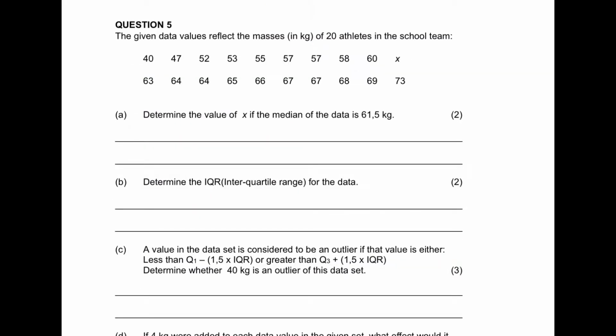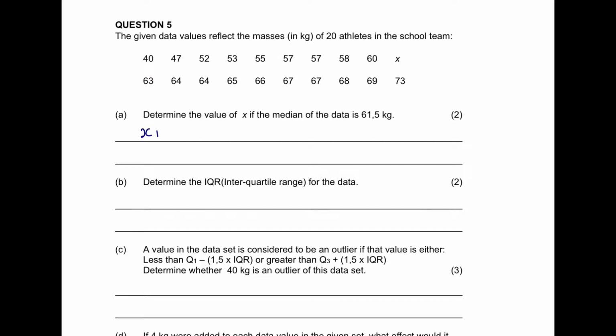Okay, question 5. The given data values reflect the masses in kilograms of 20 athletes in the school team. The important thing to realize here is that there are an even number of masses, so therefore your median is going to be in between two of the values. All right, so question A, determine the value of X if the median of the data is 61.5 kilograms. So the median actually needs to be this value X and that value added, divided by 2, because the median would lie in between those 2 points.